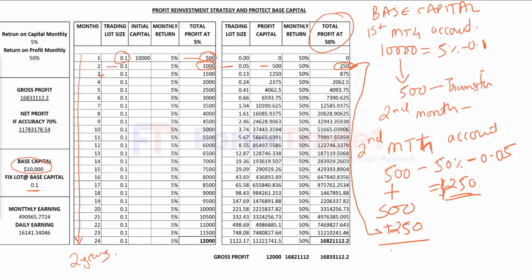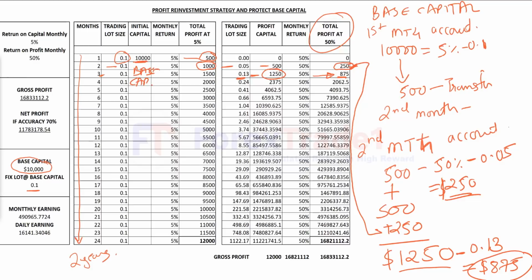So it will be $1,250. This is the amount which you are seeing. With this $1,250 you will trade with a 0.13 lot size and you will get $875 profit at the end of the third month. Here you are already getting break even, as you are getting $500 profit from your base capital. This is your base capital.